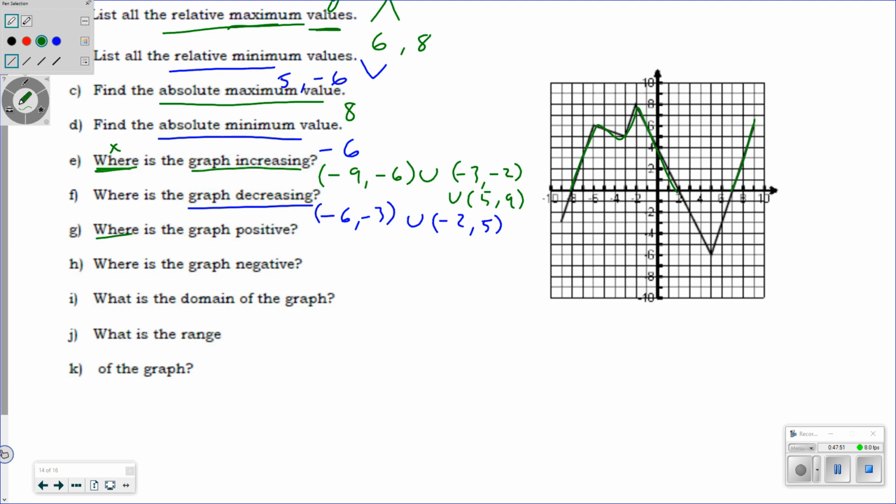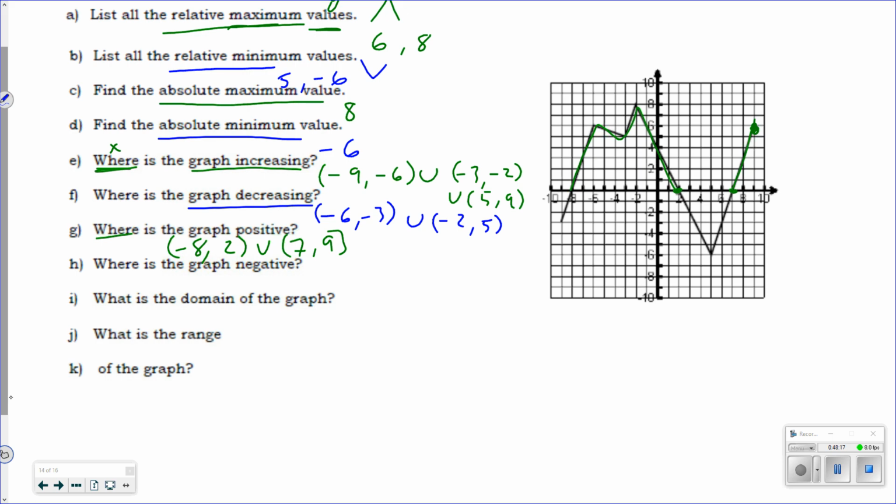So again, where is x? So where am I? Well, from -8, not including -8 because it's 0, all the way to 2, not including 2 because it's also on 0. And also from 7, not including 7 because it's 0, all the way to 9. But I am including 9 because when I stop at 9, I'm a positive value.